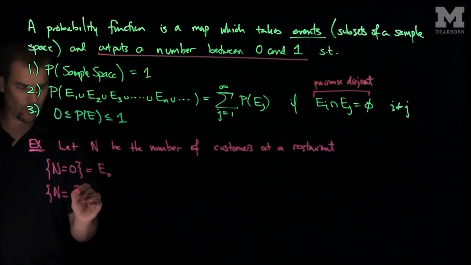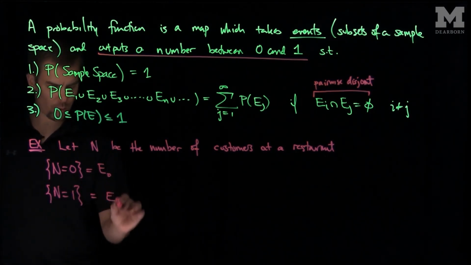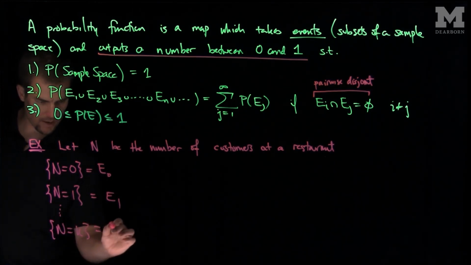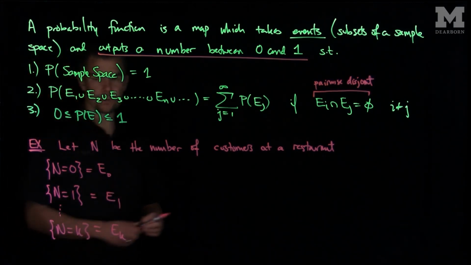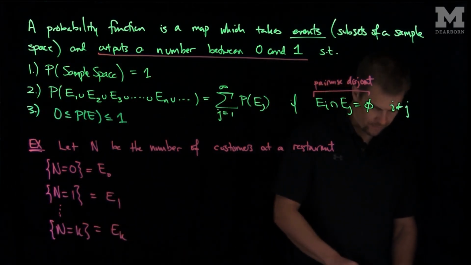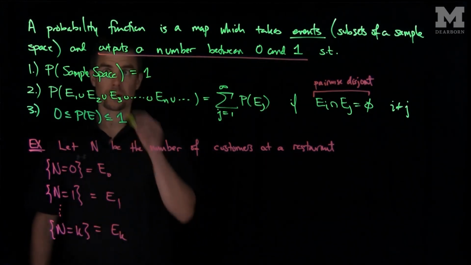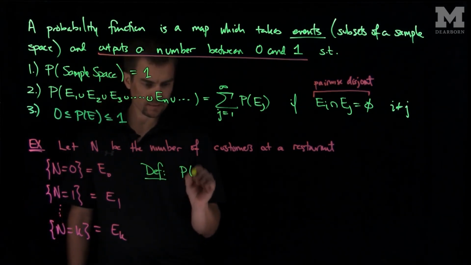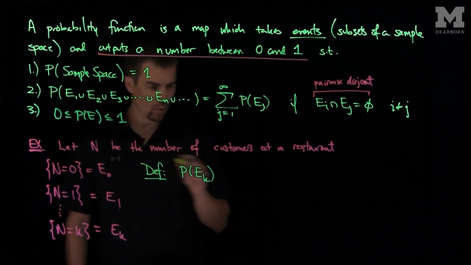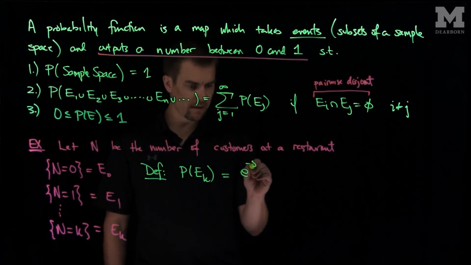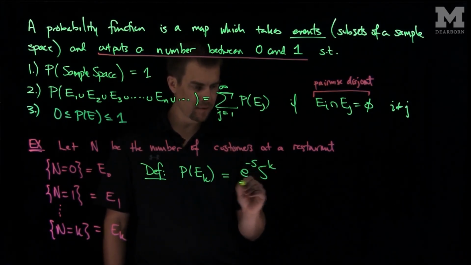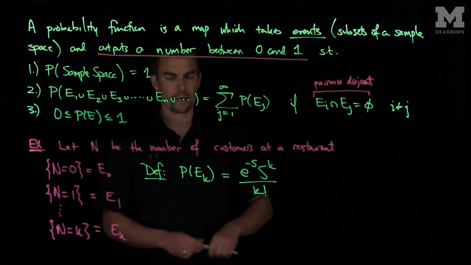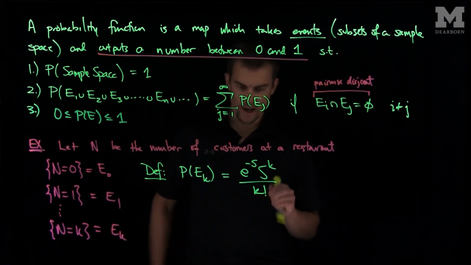N can be equal to 1. There could be one customer. Let's call that E sub 1. And actually, N can be any number, theoretically. N can be equal to k. We'll call that E sub k. And what we'll do is define the probabilities of these events happening in the following way. I'll claim this is a probability measure, or probability function. So I'll define on this space the probability of E sub k to be e to the -5, 5 to the k, over k factorial. Later we'll see this is a Poisson random variable for N.